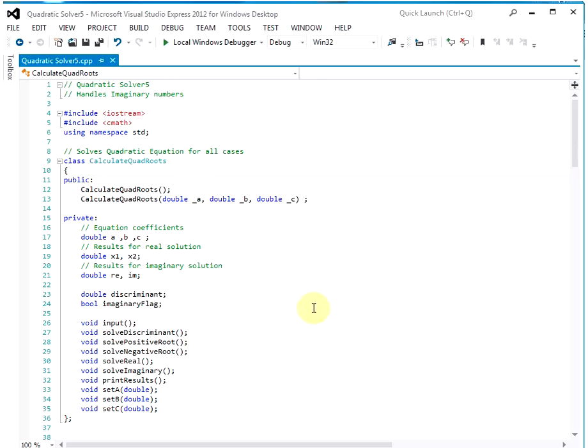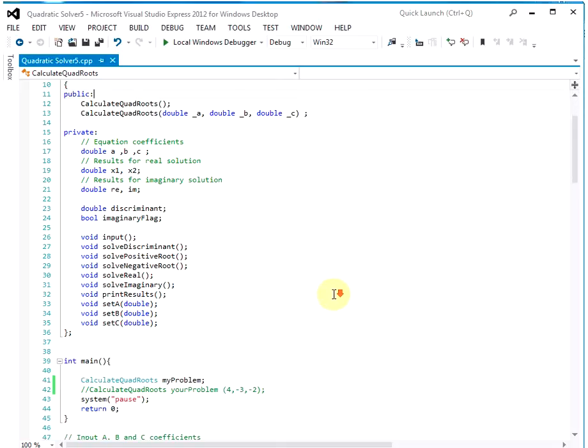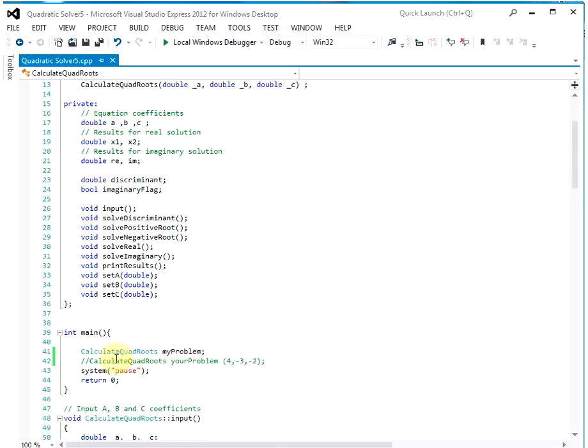So that's it for the class layout. The main is pretty straightforward. I have, this is commented out, I have calculate quadroots, my problem. That creates an object, my problem. When I create that object with that constructor, it's going to prompt me to input A, B, and C, and give me the solution. That second constructor, I pass with the A, B, and C, and I'm not prompted for anything. It just gives me the results.